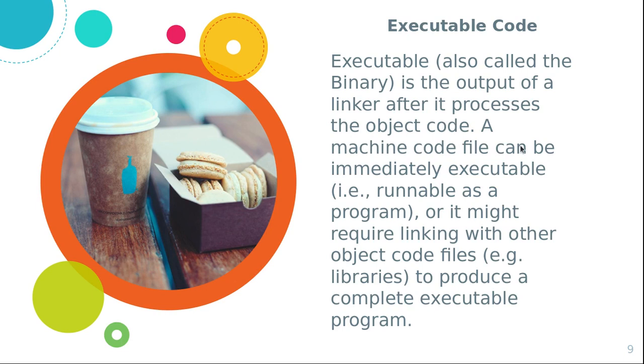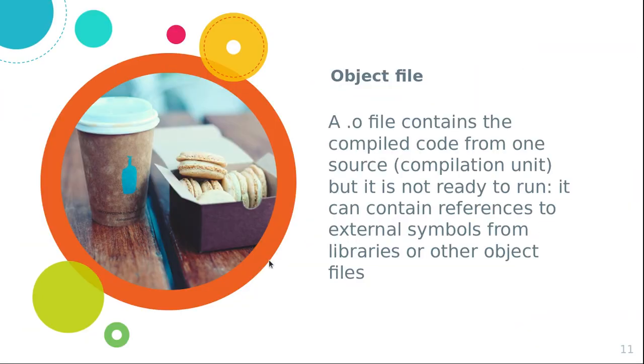A machine code file can be immediately executable, that is, run as a program, or it may require linking with other object files. So what is object code? We have seen that a file with the .o extension is known as object code. After compilation it emits a .s file. The .s file is taken by the assembler, and the assembler emits a .o file, and that .o file is linked by the linker, and we get an executable. This is the whole process.